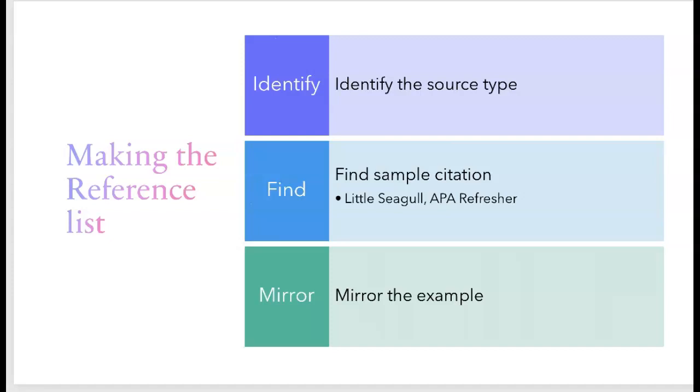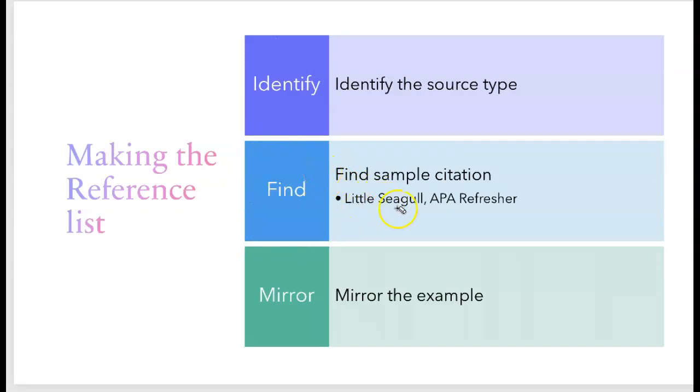I am asking you guys to be able to identify the source type. Is it a book? Is it a journal article? Is it a web page? Is it a work from a website? Is it a work from an anthology? Is it a chapter of a book, right? I am asking you to be able to identify that, because once you can identify the type of source, then you can find a sample citation, or you can find the formula for the citation.